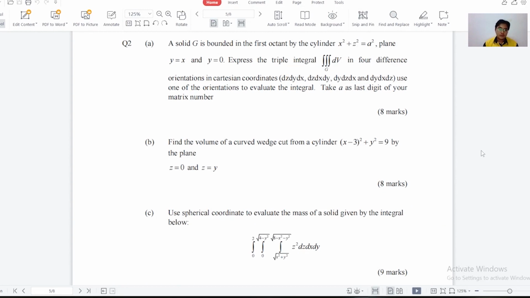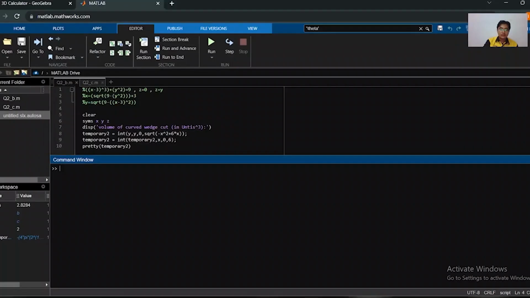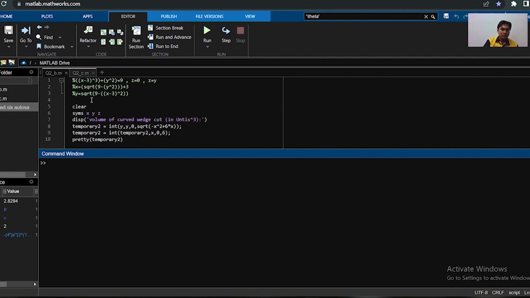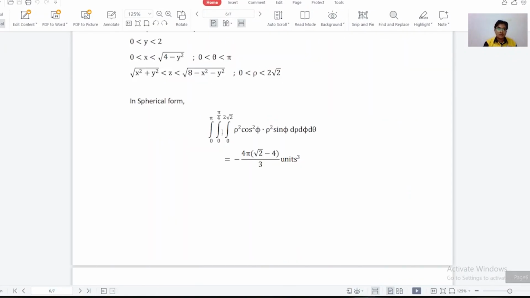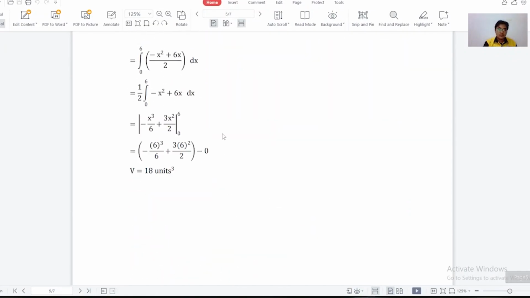For question 2b, we need to find the volume of a curve which cut from a cylinder x minus 3 squared plus y squared equal to 9 when the z-plane is equal to 0 and y. We are using MATLAB for this question. So we get x is equal to square root 9 minus y squared plus 3, and then y is equal to square root 9 minus x minus 3 squared. Then we need to run the simulation. We get the volume of curve which cut is 18 units. From the manual calculation also we get the volume is 18 units.